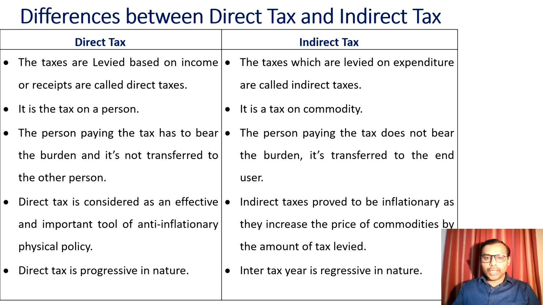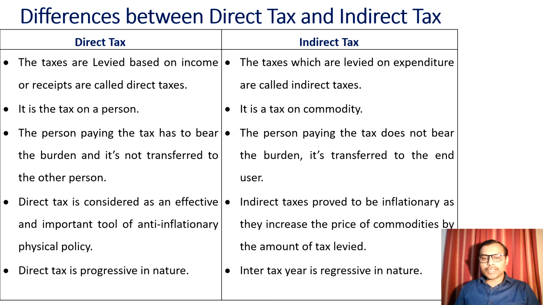Difference between direct tax and indirect tax. Let us discuss one by one. Direct taxes are the taxes levied based on income or receipts. Whatever you earn, based on that you have to pay the tax. That is nothing but a direct tax. Indirect taxes are levied on expenditure. How much you spend, based on it you need to pay the indirect taxes. Direct tax is a tax on a person, meaning whatever your income is, based on that you need to pay the direct tax.